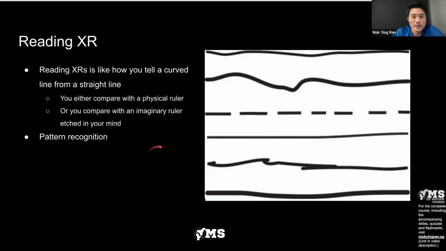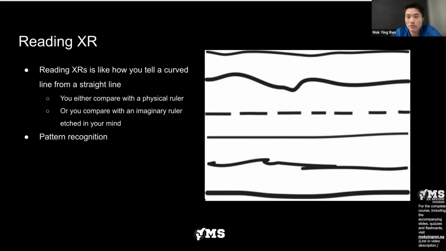Okay, so now I just want to give you guys some comfort, because the reality is that reading X-rays is like how you tell a curved line from a straight line, right? So how do you know a line is not straight? You have to compare to an objective standard, such as a ruler. Eventually, as you keep doing that, you may have an imaginary ruler etched in your mind. And with that, it is much easier to know whether a line is crooked or straight just by looking at it. But at the end of the day, you are still comparing to an objective standard.